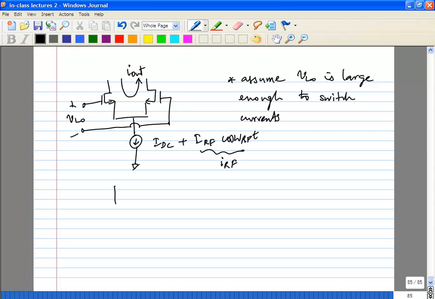So that means that you can actually represent the circuit by, so it switches back and forth between these 2 points, and you have your IDC plus IRF here. What will the output current be? This is your input current times S(t). What is S(t)?